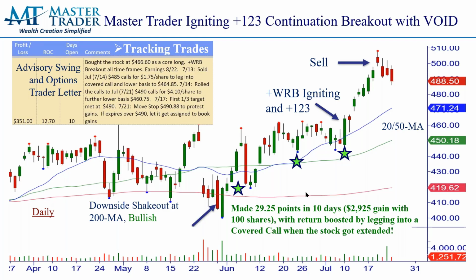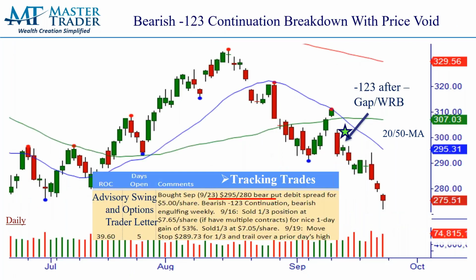And as you learn the method, you know exactly why you're doing stuff. And you can see the management there. Made 29.25 points in 10 days. There's the gain on 100 shares. Used a covered call at the time as it got extended. So we do a lot of option trades as well as just long and short, and puts and calls and credit spreads. So we do a lot.